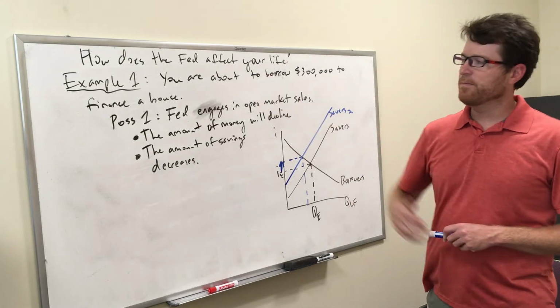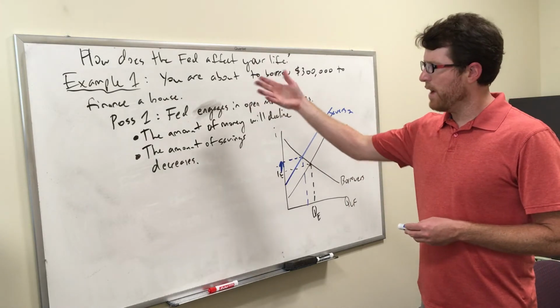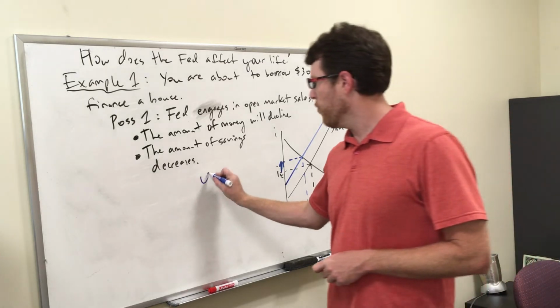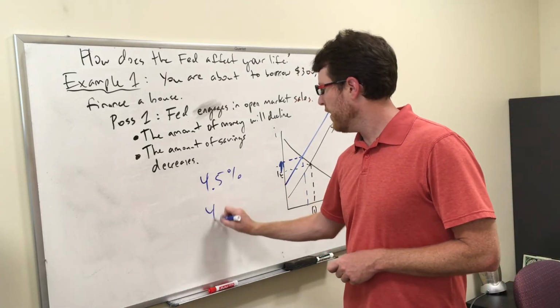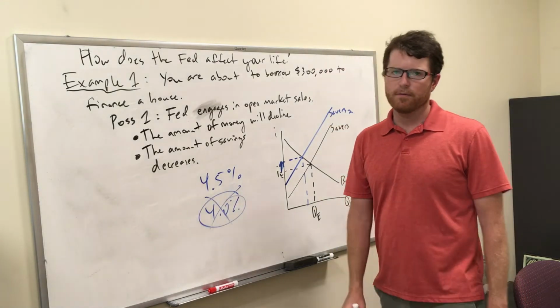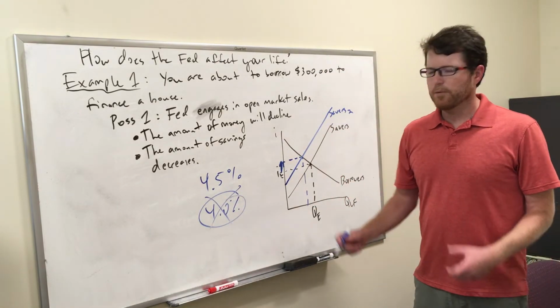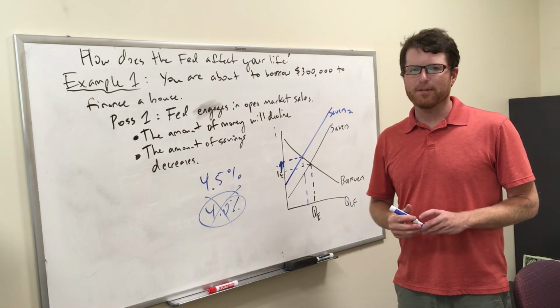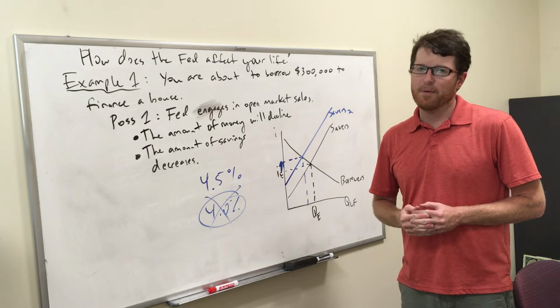So how does that affect you? Well, you're now about to finance a house, you're about to borrow money at interest, and you end up getting 4.5% instead of the 4.0% that had been available to you in the past. Okay? So the Fed has a direct impact on your life because all of you are going to end up borrowing money at some point. And also you're going to end up saving money. And it works the other way.